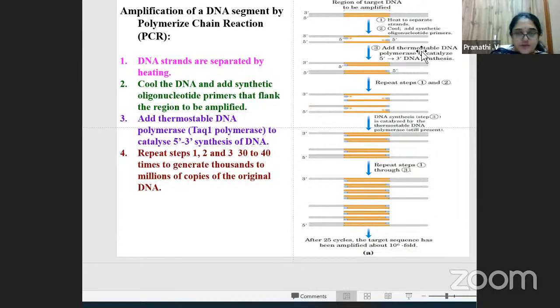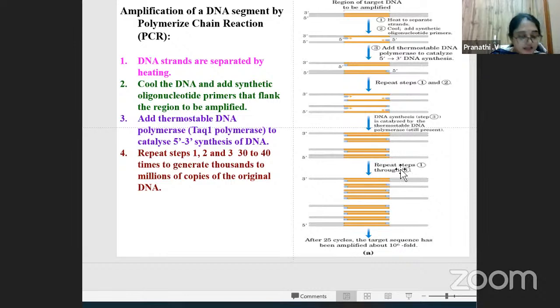So when it comes to the procedure, again, you have DNA strands separated by the heating, that is denaturation. And then you have to cool and add the synthetic oligonucleotide primers that flank this region that has been amplified. So first itself, you'll add the primers, and then you will add the heat stable Taq polymerase, so that this catalyzes the 5' to 3' synthesis of the DNA again.